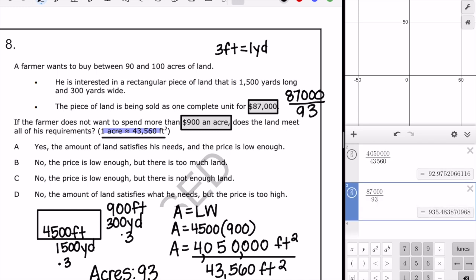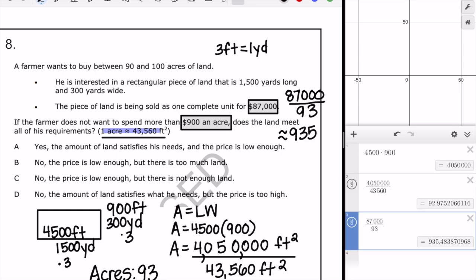And we can see that they're selling it for approximately $135 per acre. So if they're selling it for $135 per acre, the question is, does that satisfy what he wants to spend? He doesn't want to spend more than $900. So the answer is no, the price that he is trying to find.